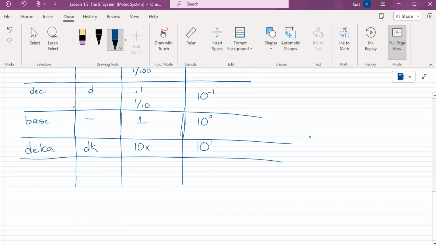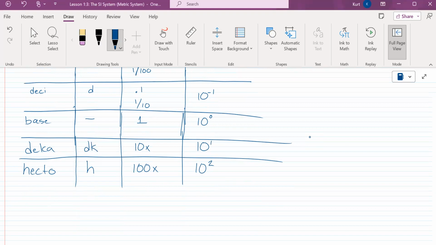Next is going to be hecto. This one's easy. H. This is 100 times, or 10 to the second. How many liters are there in a hectoliter? 100 liters make up a hectoliter.